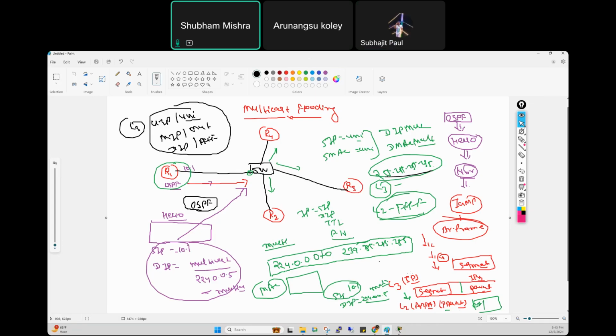So guys, at layer number 2, definitely what will happen? Here the MAC address will be multicast. Understand ना? यही मैं बताना चाह रहा था. याद रखना कि MAC भी क्या होगी? Multicast. Clear na?